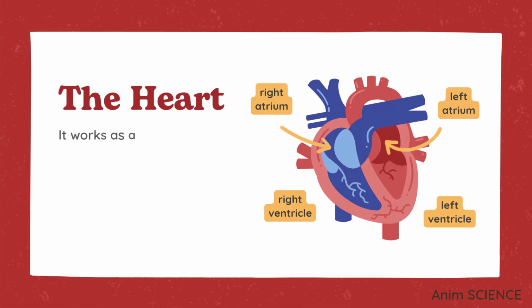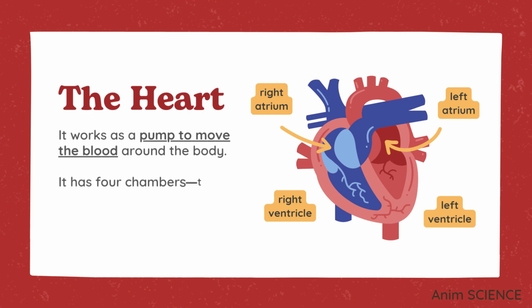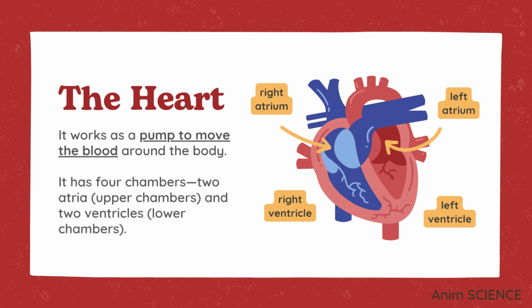Let us now take a closer look at the heart. The heart is a muscular organ that works like a pump. It pushes blood to all parts of the body. The human heart has 4 chambers. The upper chambers are called the atria. These include the right atrium and the left atrium. The lower chambers are called the ventricles. These include the right ventricle and the left ventricle. Each chamber has a special role in the flow of blood through the heart.